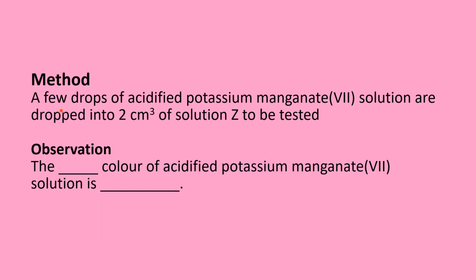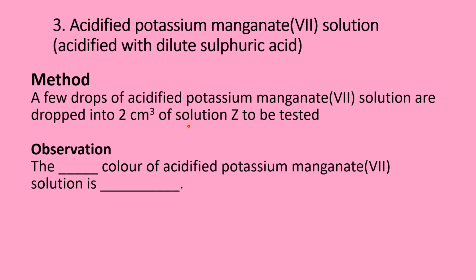Method: a few drops of acidified potassium manganate(VII) solution are dropped into 2 cm³ of solution Z to be tested. This is acidified potassium manganate(VII) solution with dilute sulfuric acid. The word acidified explains how we acidify potassium manganate by adding dilute sulfuric acid. So the observation is the purple color of acidified potassium manganate(VII) solution is decolorized. Or you can say the purple color of acidified potassium manganate becomes colorless. That is also accepted.